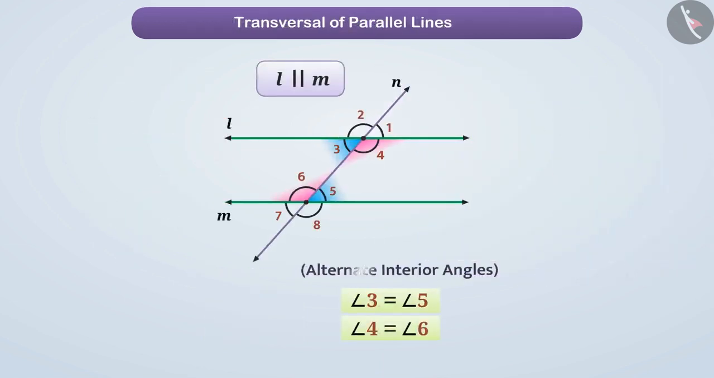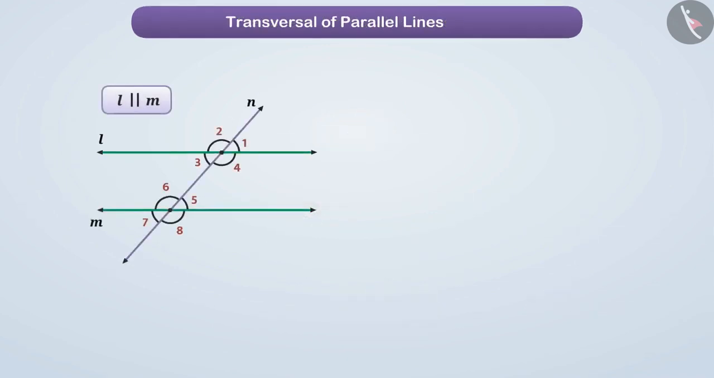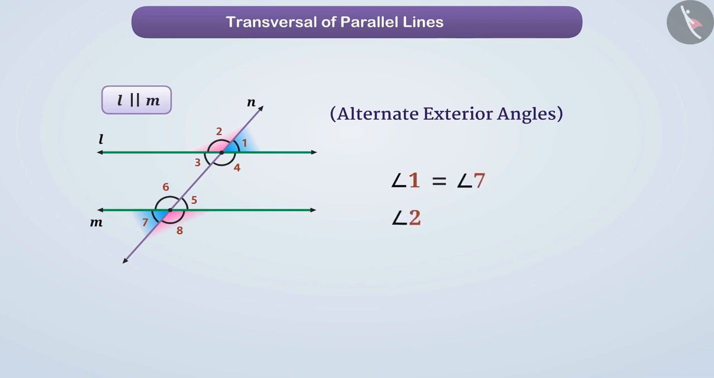To identify a pair of alternate angles, you can take the shape of Z into consideration. Similarly, the pair of alternate external angles formed by the transversal of parallel lines is also equal. Hence, angle 1 is equal to angle 7 and angle 2 is equal to angle 8. You should find out the reason why.